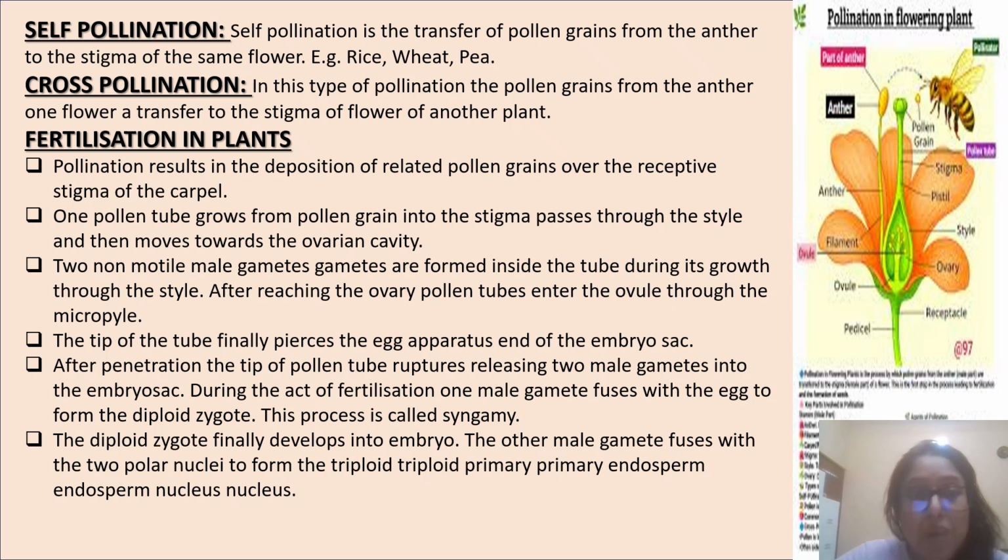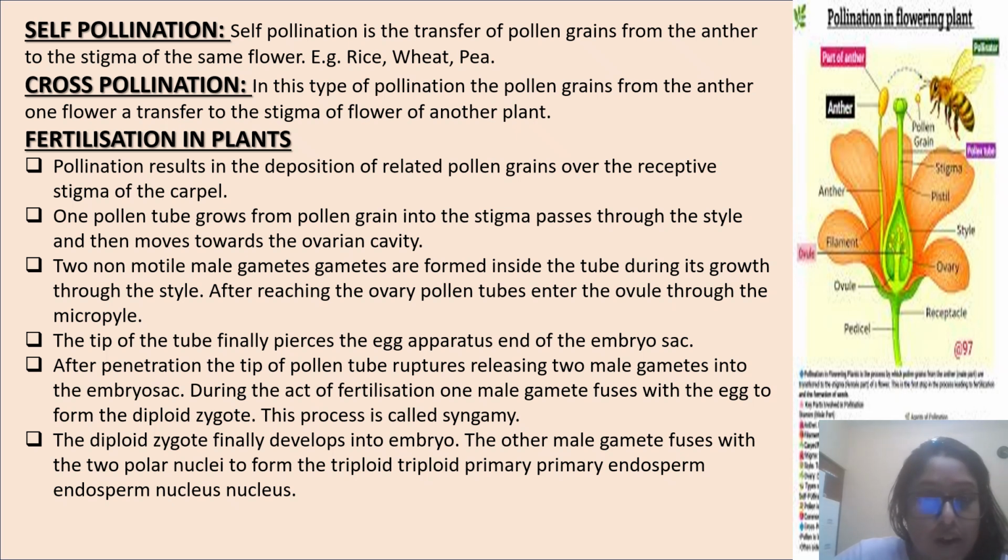Next, what is cross-pollination? In this type of pollination, the pollen grains from the anther of one flower are transferred to the stigma of a flower of another plant. Next is fertilization in plants. Pollination results in the deposition of compatible pollen grains over the receptive stigma of the carpel. One pollen tube grows from the pollen grain into the stigma, passes through the style and moves towards the ovarian cavity. Two non-motile male gametes are formed inside the tube during its growth through the style.